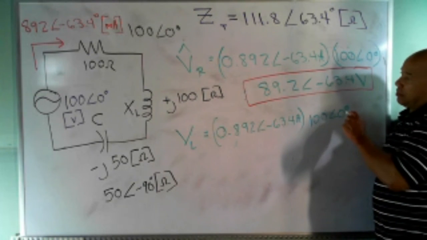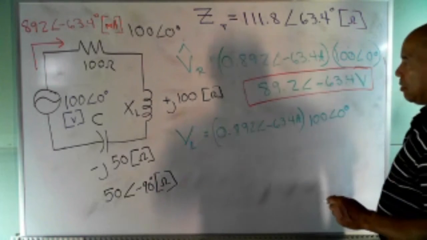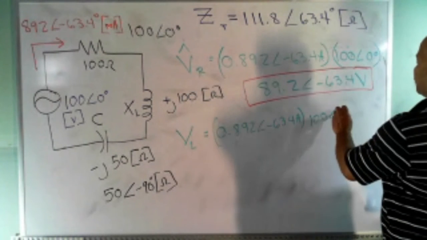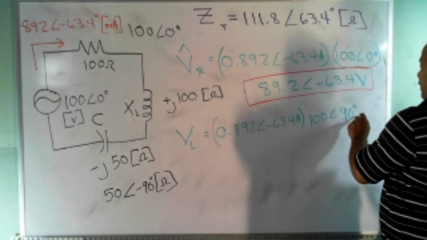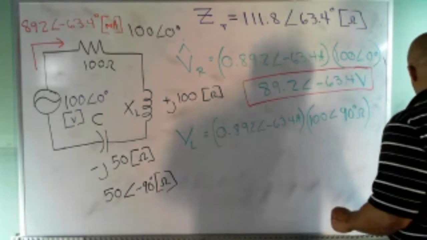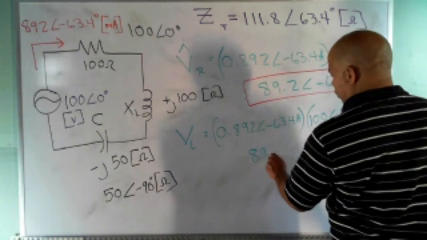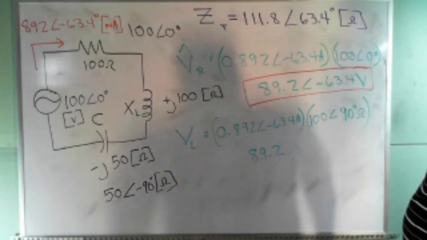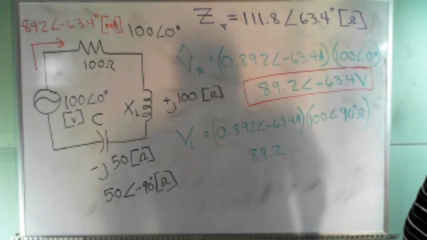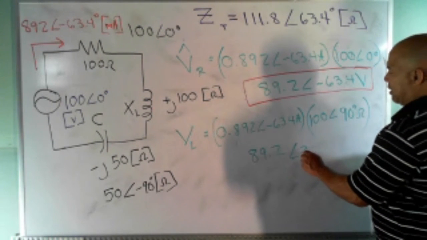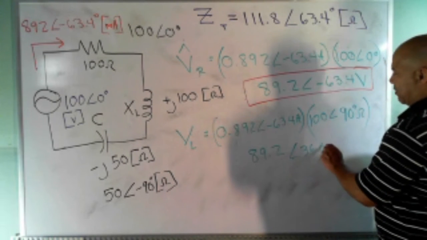Angle 0. No. Angle, not 0. 90. This is ohms. So if I multiply that, again, I'll get 89.2. And that'll be what? What is it? 40, 37, 30, is it 36, angle 36.6 or something? Is that right?